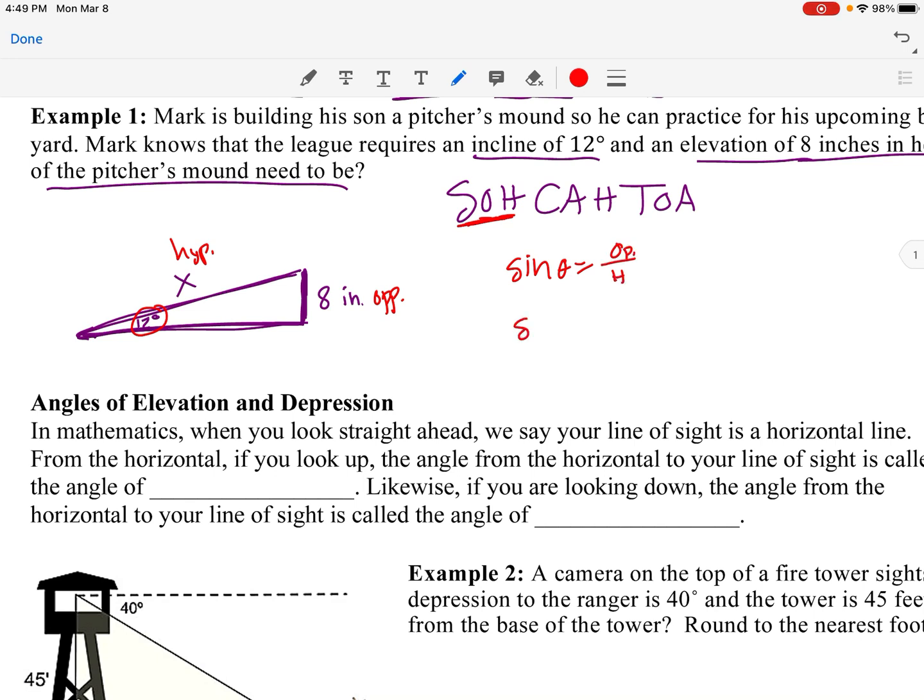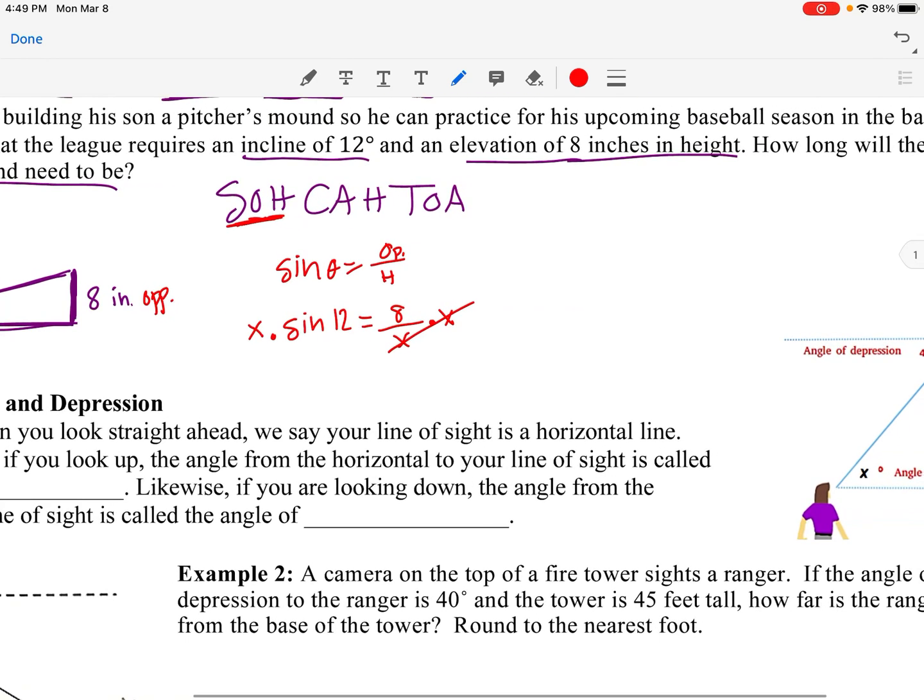So we're going to fill those in with what we have. So I have sine of 12 is opposite, which is 8, over hypotenuse, which is x. That's what we're looking for. And then we solve this equation. You remember when you're solving, when x is in the denominator, you can't solve for x if it's in the denominator. So we times by x to get it out to begin with. And then I have the equation x times the sine of 12 equals 8.